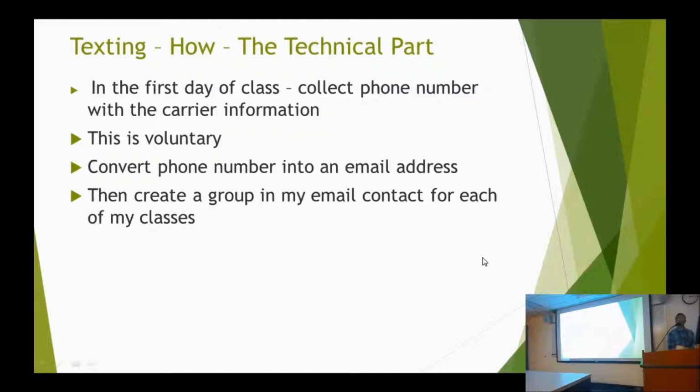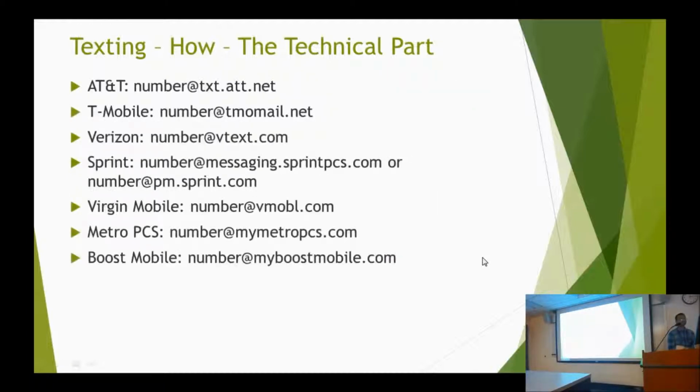Everybody can hear me clearly? Okay. For each carrier, there is a unique address for converting a phone number to an email. For example, for AT&T, you have the number and then you put at txt.att.net. You can easily get this on the website, or I can give it to you. For T-Mobile it is the number at tmomail.net, and so on. You can just Google it. It's out there. It's nothing secret.